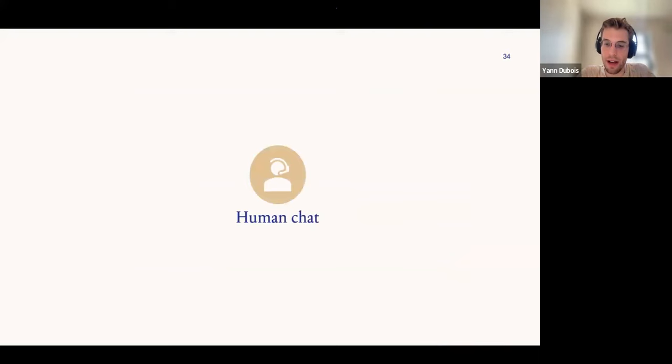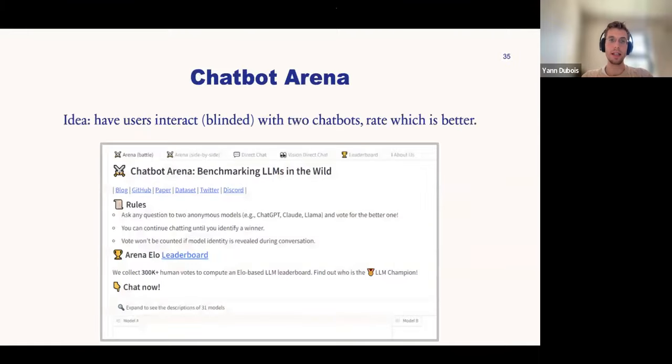So I'll talk now about human evaluation, and specifically about one very famous benchmark that is done with humans. This is Chatbot Arena. I'm sure many of you have heard about it. The idea is that any of you can take part in this benchmark and be used as a human annotator. You interact with two models in a blinded way, which means that you don't know which model you're interacting with, and you ask questions to these two models. Then you have to say which of the two answers is better.